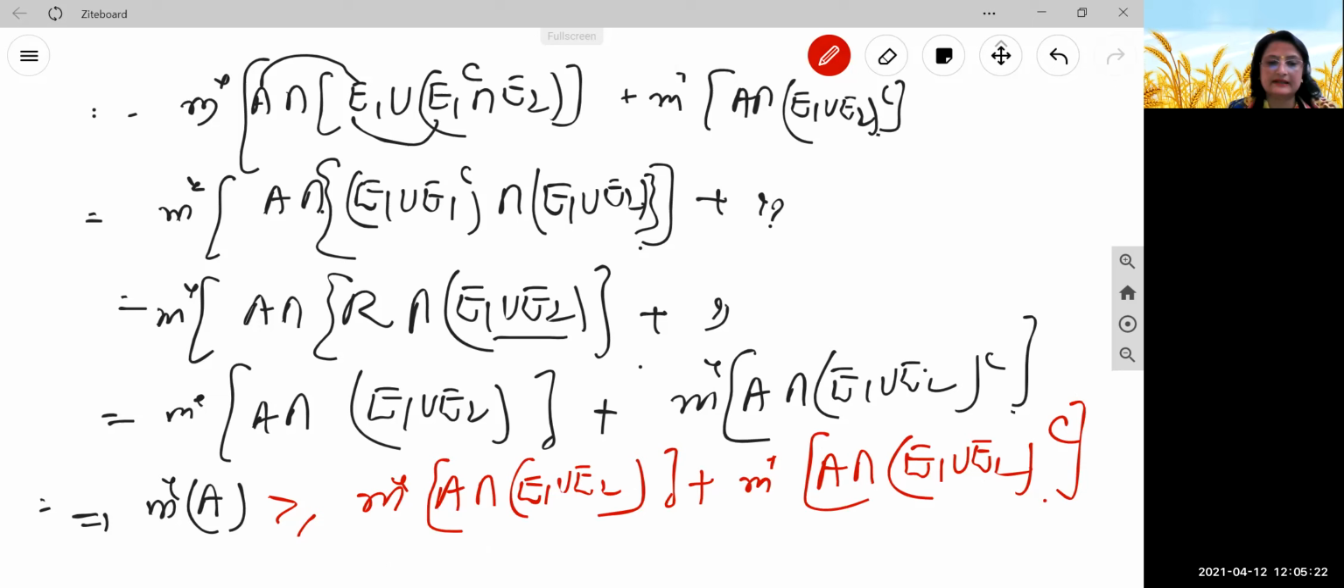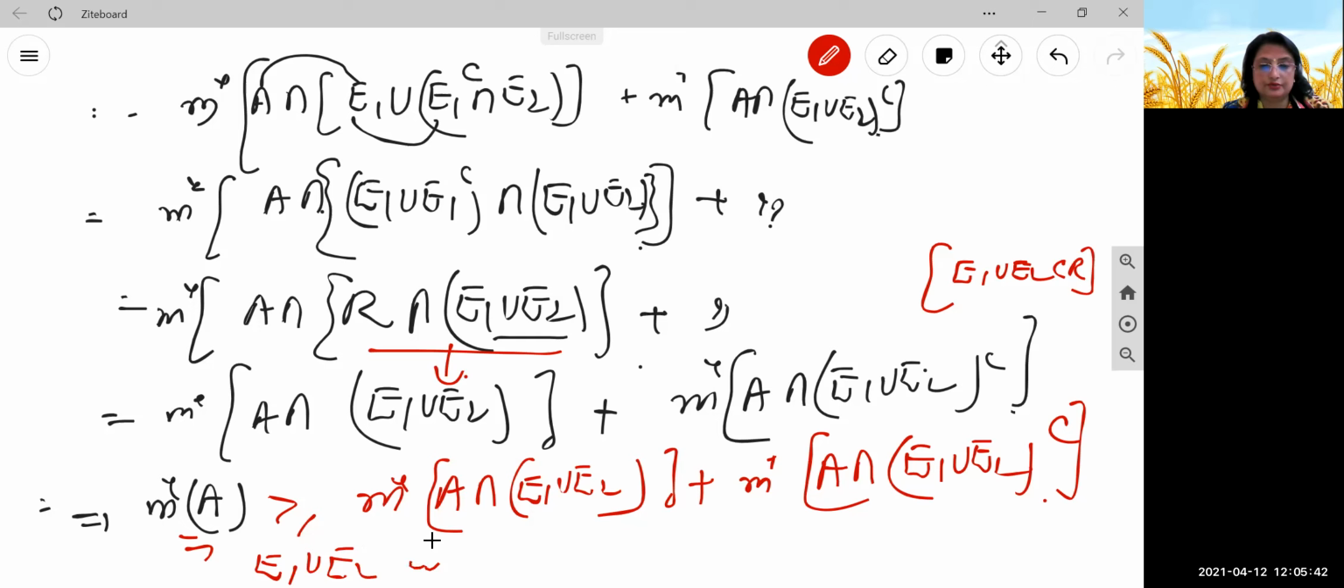So this matches with that, it implies E1 union E2. Now here you can explain the reason: as E1 union E2 is contained in R, that's why their intersection will have only E1 union E2. So therefore E1 union E2 is a measurable set, right?